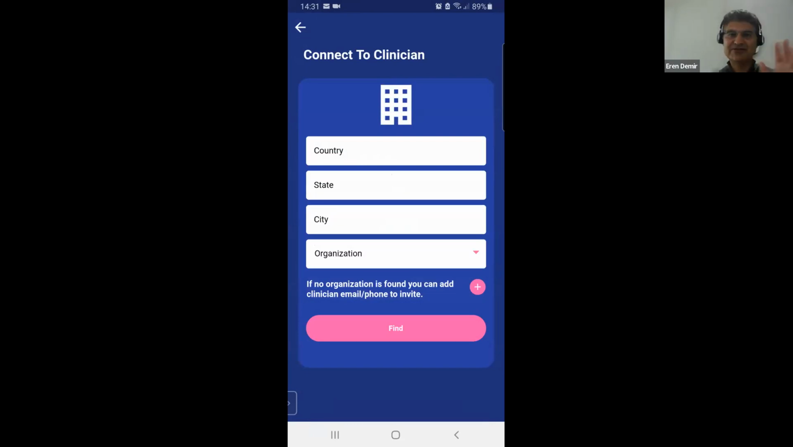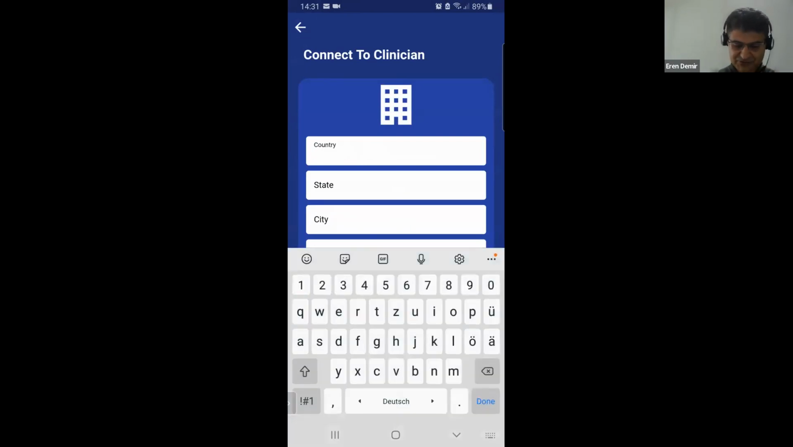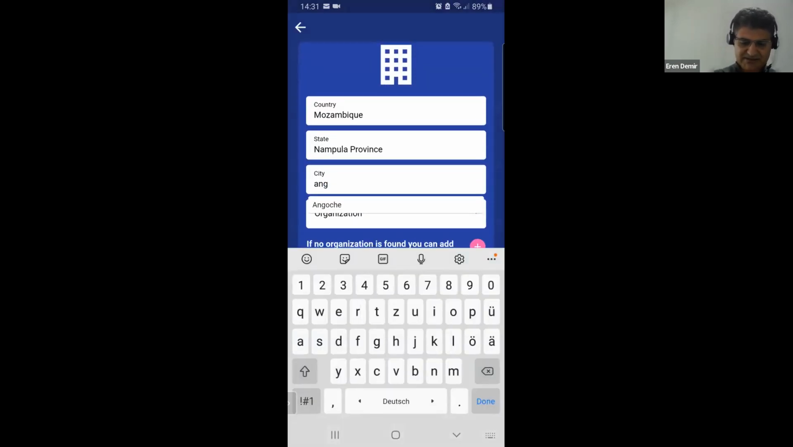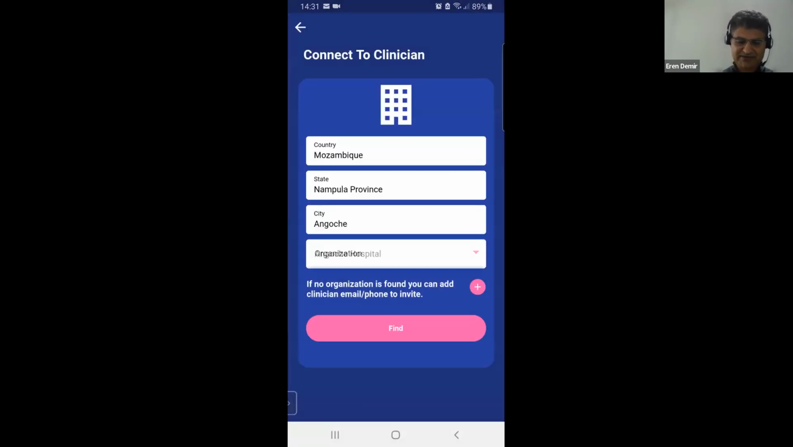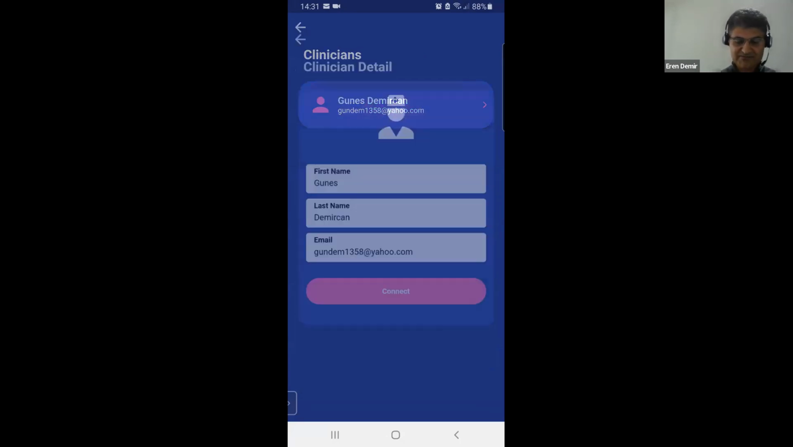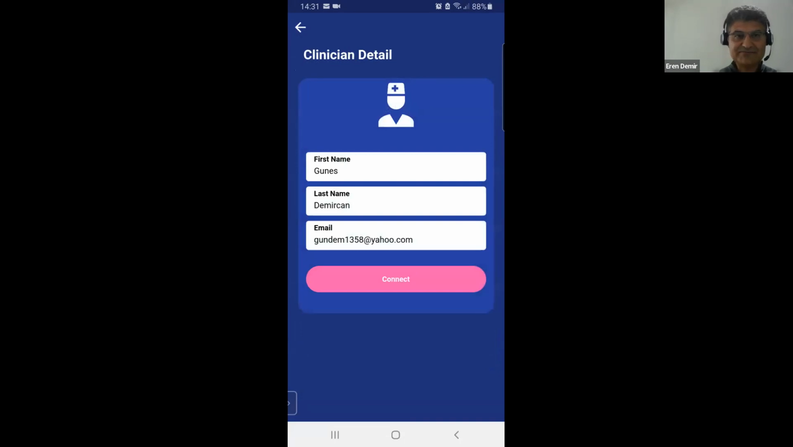Let's say I'm a patient in Mozambique, just as an example. I'm in this particular state, and I get my treatment within this particular city, and here's my organization. Within that organization, that's my clinician here. I can tap on it, and if I tap on connect, this will automatically establish a request for my clinician to accept me as a patient. And let's see how that works. Let's assume that I've connected.